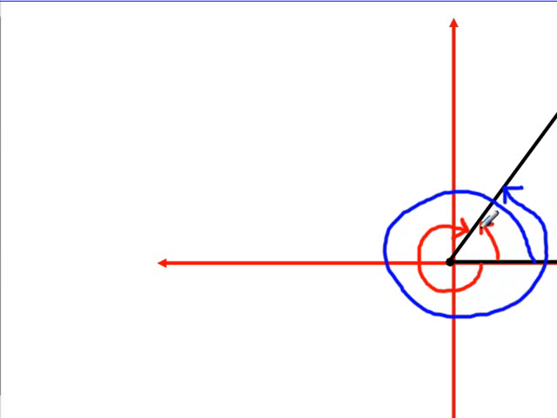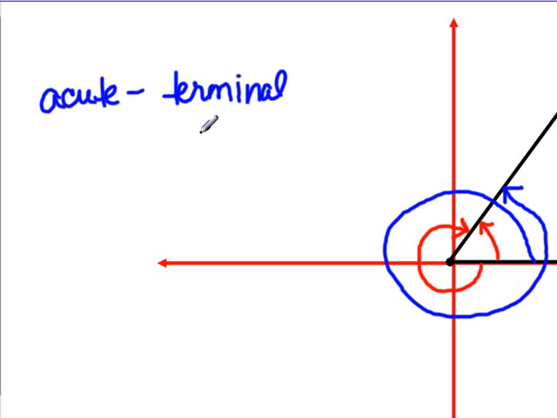So one other thing I think that's important to note here is that we can talk about acute and obtuse angles. If you have an acute angle, the terminal side is in the first quadrant, and you might remember what acute means from your study of angles before. Acute was less than 90, less than a right angle.